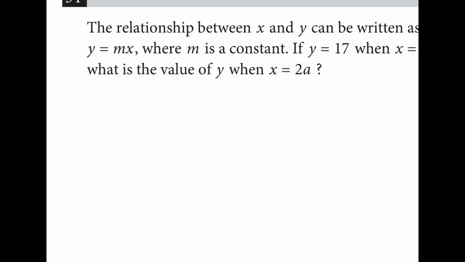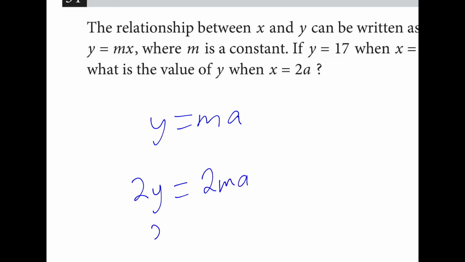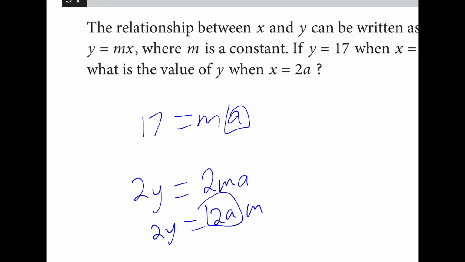So if we take y is equal to mx, and for m we're going to put a, and we were to double both sides, then we'd have 2y is equal to 2ma, or I could write that as 2y is equal to 2am if I wanted to. So what happens? On the first one we have 17 for y, and on the second one we have 34. We just doubled both sides, and that's our answer, 34.